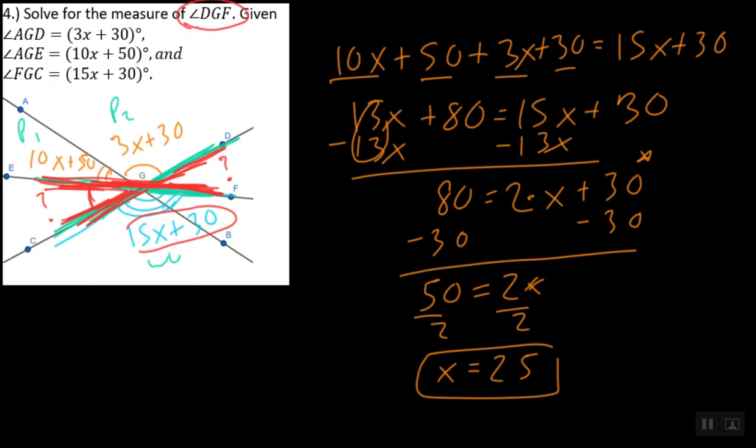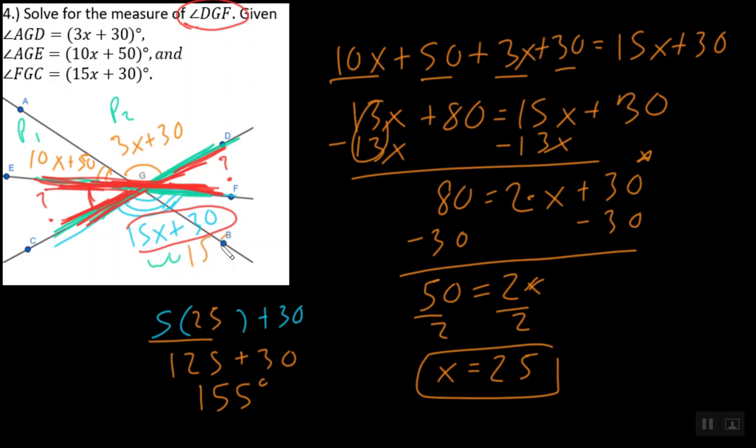So here's what we'll do. We'll take that blue angle, the total angle from the vertical, and we'll write 15x plus 30. And we're going to plug in our 25. Let's see here. 15 times 25 is 375 plus 30. So this is what I'm saying. I'm saying that this whole angle right here is 155 degrees.